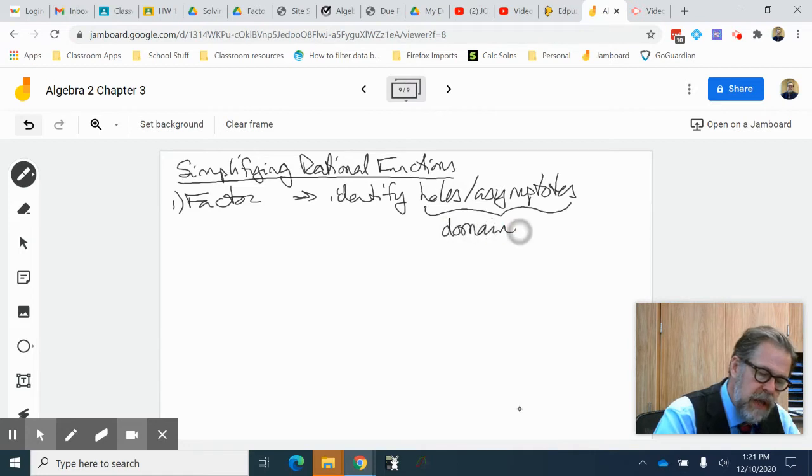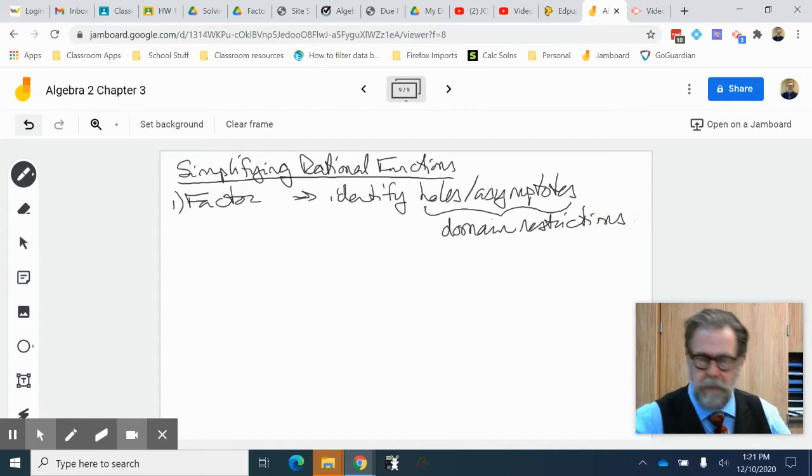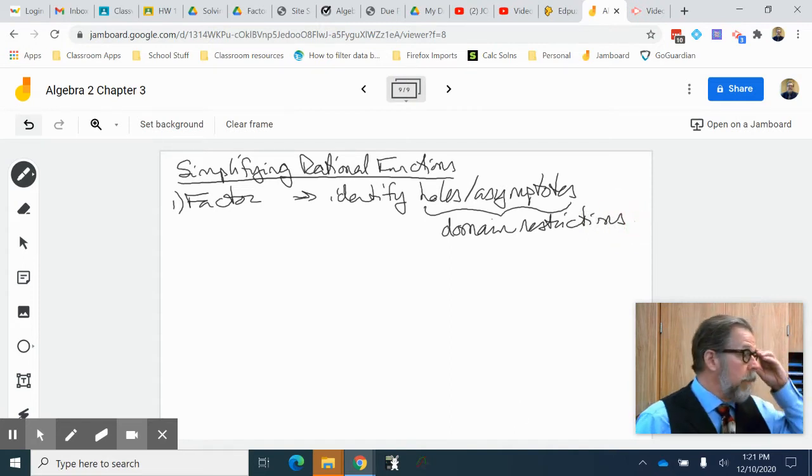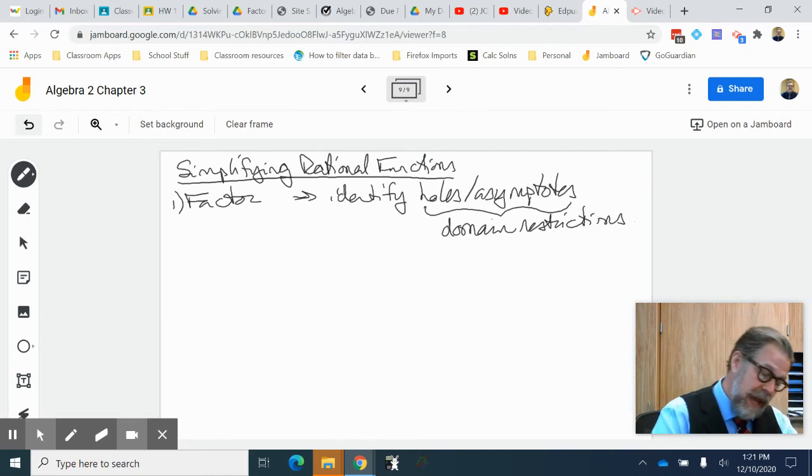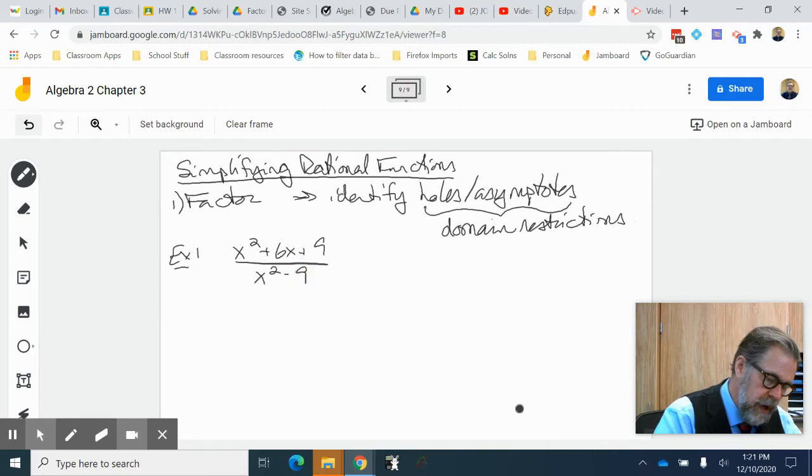And this is a good time to write down those domain restrictions, just to immediately jot down, oh, x can't be these numbers. So let's look at an example. Example number 1, x squared plus 6x plus 9 over x squared minus 9. Now, if you're super clever, you're going to notice that this is a perfect square.